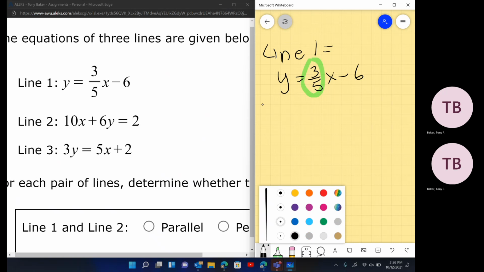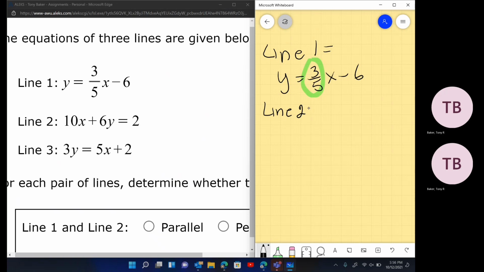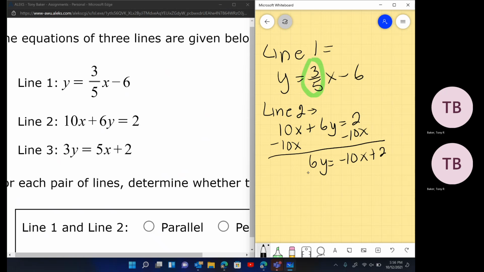Line 2, I have to solve. So 10x plus 6y equals 2. So I have to subtract the 10x. 6y equals negative 10x plus 2. Divide them all by 6. Now this one you do actually have to reduce your fraction. At least you have to do the slope. You do have to reduce your slope. So my slope is negative 5/3.